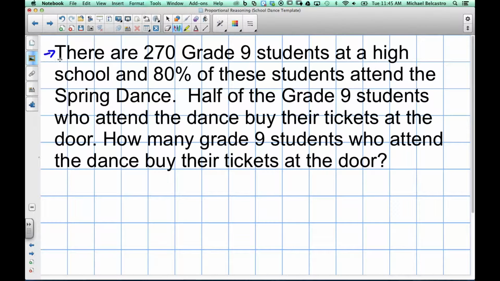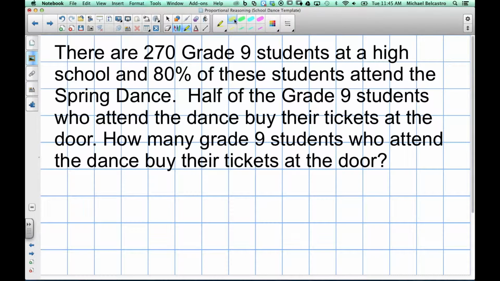So here's our inquiry type question. We'll read through it once, the whole thing, and then we'll highlight what we think is important. There are 270 grade 9 students at a high school, and 80% of these students attend the spring dance. Half of the grade 9 students who attend the dance buy their tickets at the door. How many grade 9 students who attend the dance buy their tickets at the door?